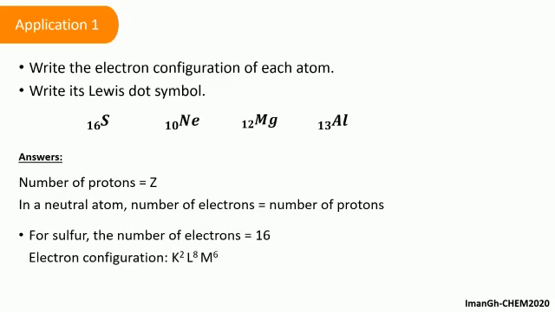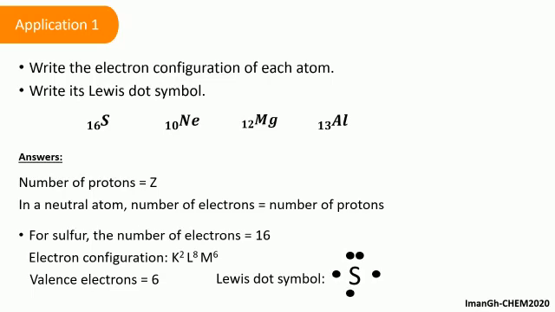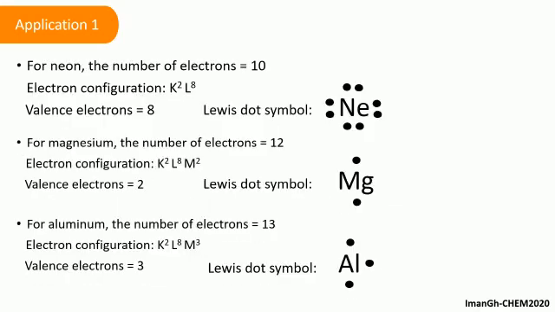The electron configuration for sulfur is K2L8M6, so its valence electrons is equal to 6. Now you can write the lowest dot symbol. Don't forget to distribute the electrons evenly as shown. Up, down, right, left. Up, down. Here you find the solution for parts B, C, and D. If you have any mistake, please resolve application 1.